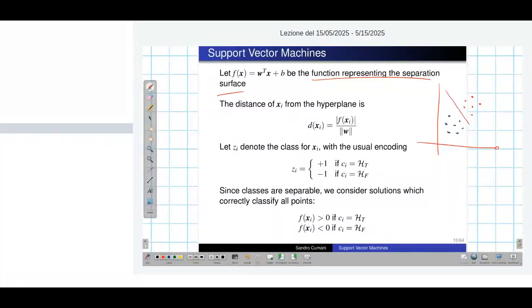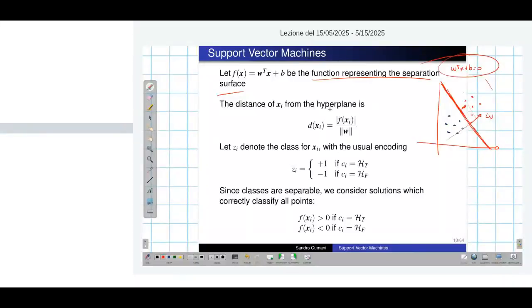The separation rule, as usual, is W transpose X plus B equal to 0. So we have parameter W that represents the direction, and a bias B that controls which among the different planes I will select. When this is equal to 0, that corresponds to our separation surface, for example this one. If I want to find the separation surface that has the largest distance from all the training points and still correctly classifies all points, I first need to define how I measure the distance of a point from the separation surface.